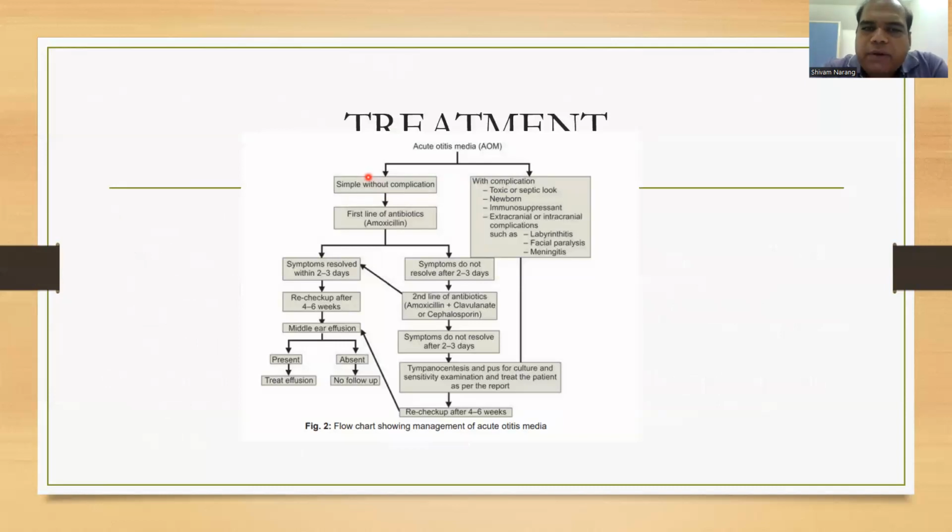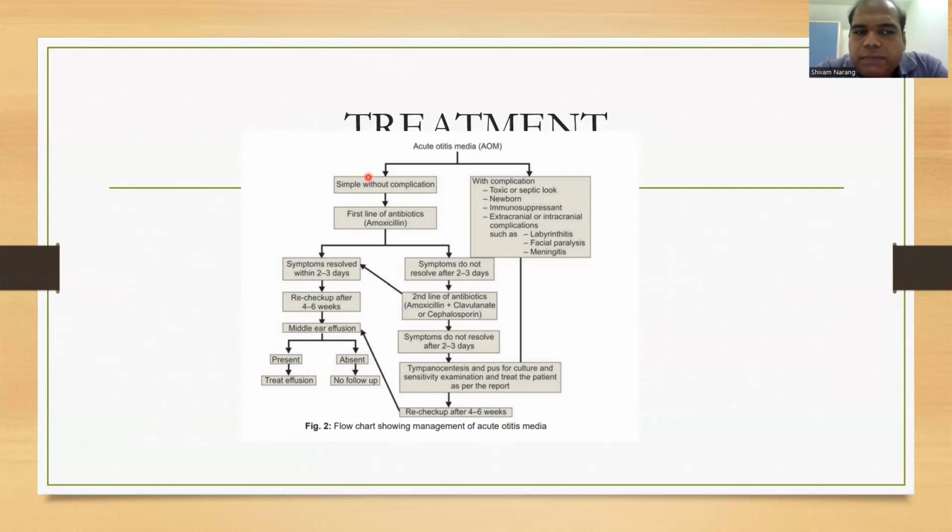So the line of treatment of acute suppurative otitis media: if the patient is simple, without complication, the first line of treatment is amoxicillin. The patient's symptoms resolve in 2 to 3 days. We will continue the antibiotic for the full course. Then after 4 to 6 weeks, we will ask the patient to come again and check for signs and symptoms. If it is resolved completely, the patient is safe to go.